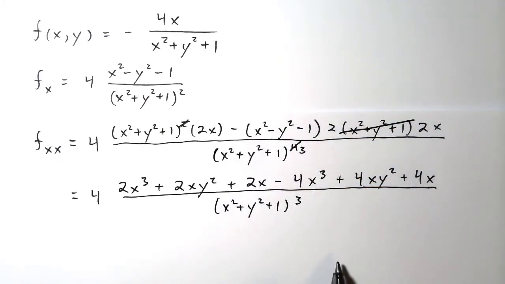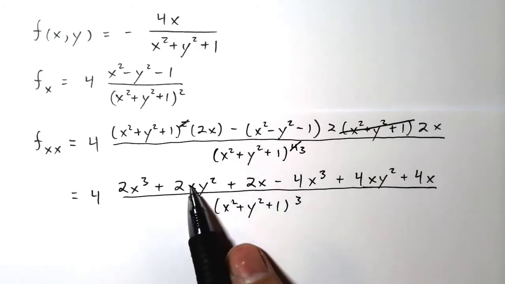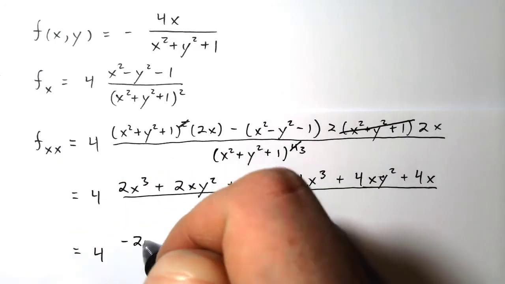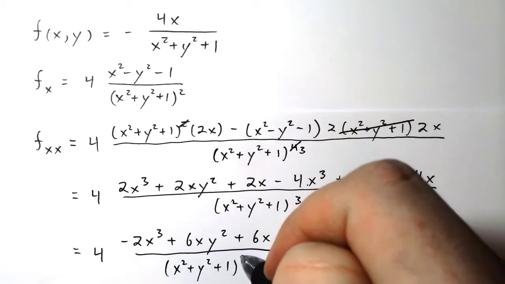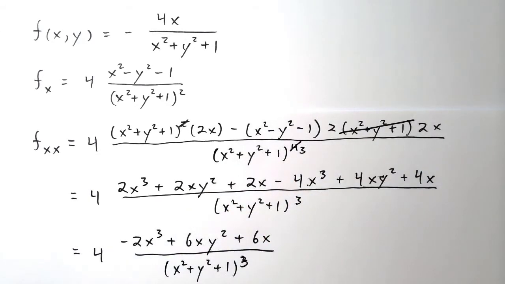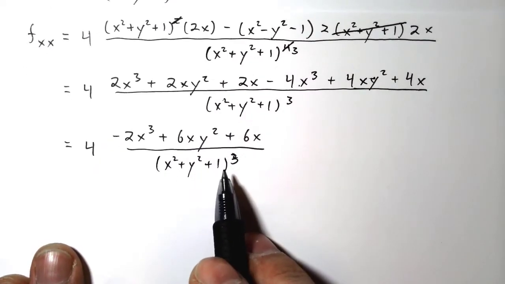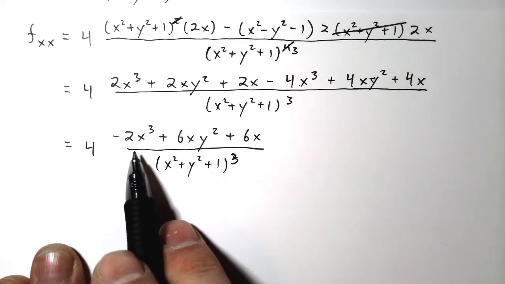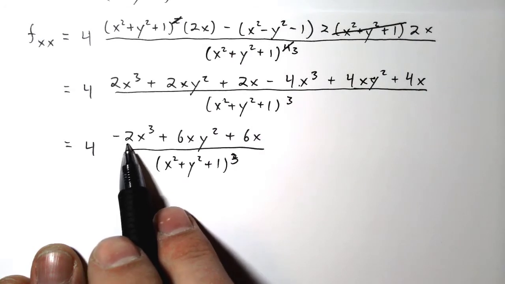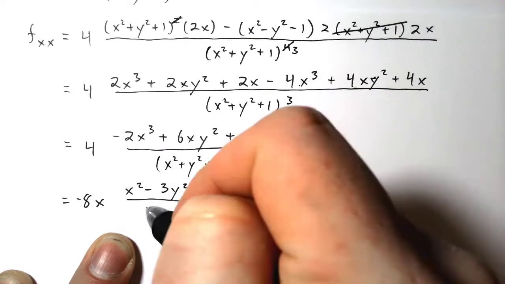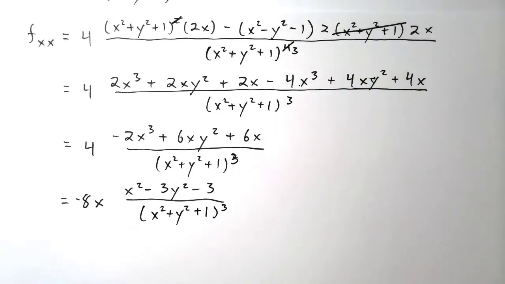Okay, I see here we have some like terms that we can combine, right? So let's combine those. Okay, and at this point, I think we can factor out a negative 2x from the numerator. So let's do that. And there we have it. There's our expression for fxx.